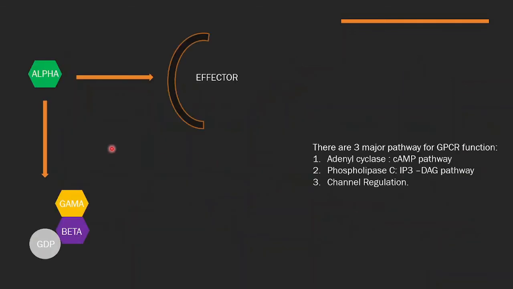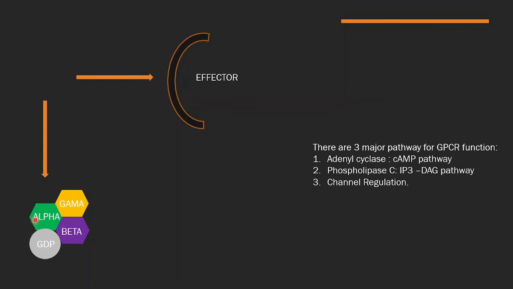Whenever alpha is getting detached, it goes and shows its effect on the effector and shows a response. After it has completed showing its response, it again comes back to its original position with gamma and beta, and the GTP that was present with alpha gets hydrolyzed to GDP again.